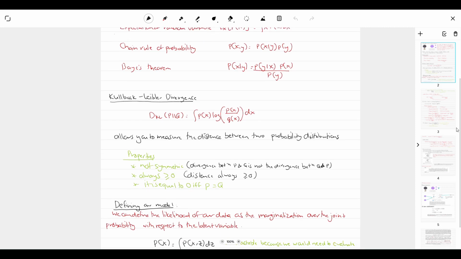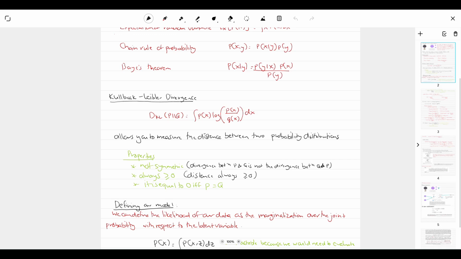The last essential tool in a variational autoencoder is the Kullback-Leibler divergence, or KL divergence. The formula is shown here. The KL divergence allows us to measure the distance between two probability distributions p(x) and q(x). In a VAE, we use this KL divergence to measure how close the latent distribution learned by our encoder, which is q(z|x), is to a simple predefined form, let's say a standard Gaussian p(z). This is what enforces the regularization and makes the latent space smooth.